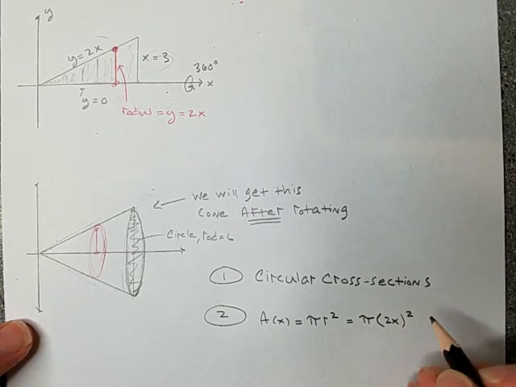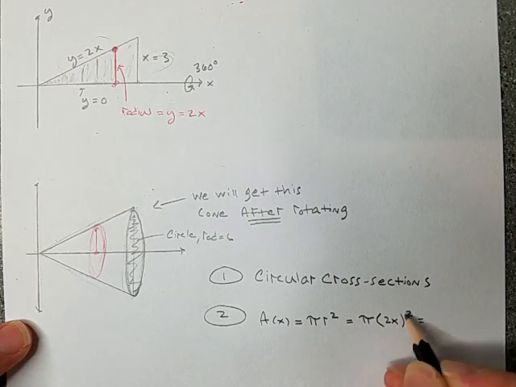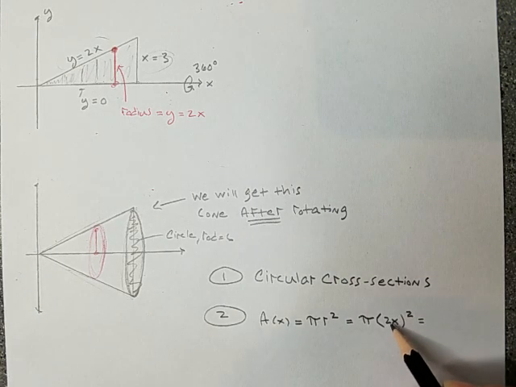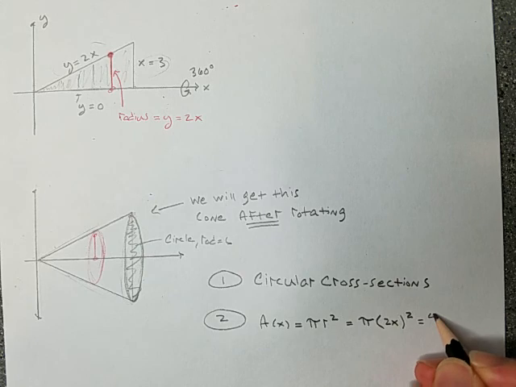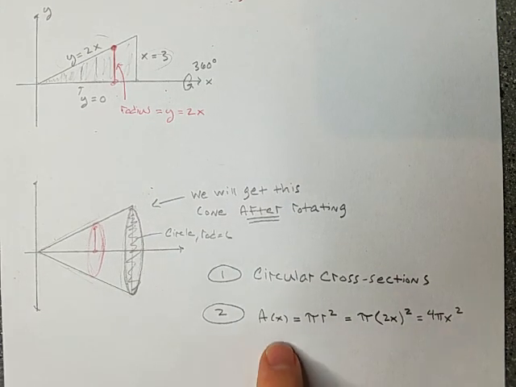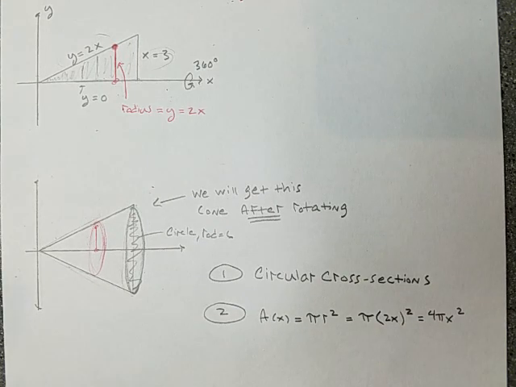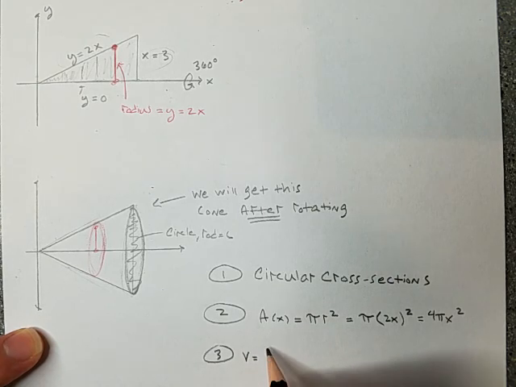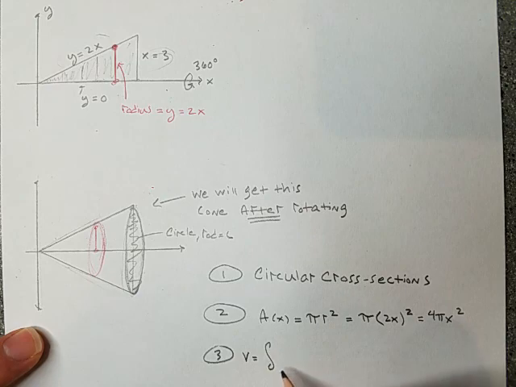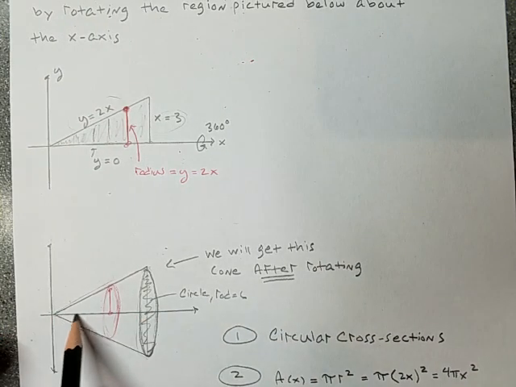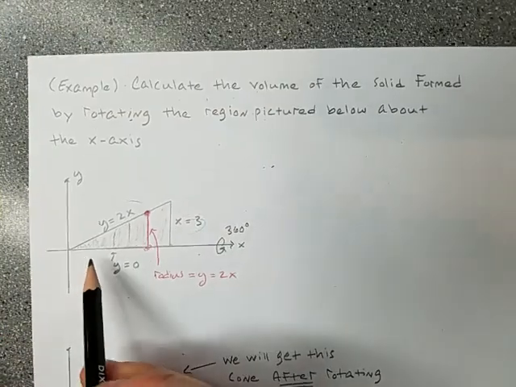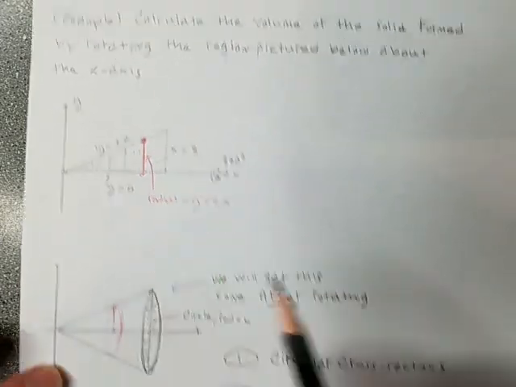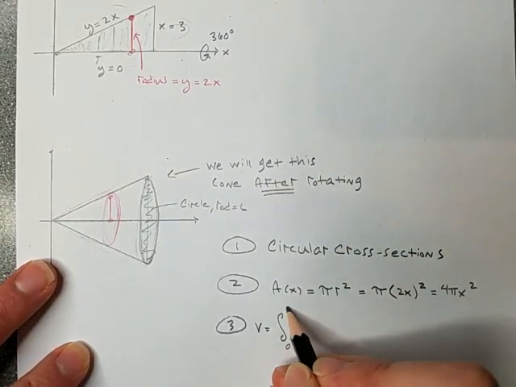Now let's multiply this out a little bit. We might as well square the 2x. The 2 and the x get squared, so we get 4 pi x squared. Now that's probably the hardest step. What was the last step? The last step to find the volume was the definite integral, where the lower and upper limits of integration were the span along the x-axis of the object. And this object spans from 0 over to 3. So we want to go from 0 to 3.